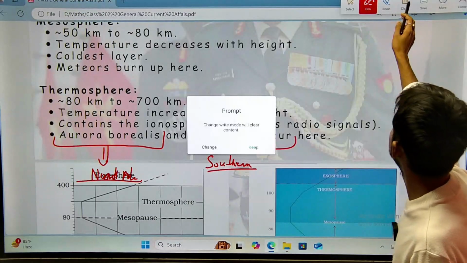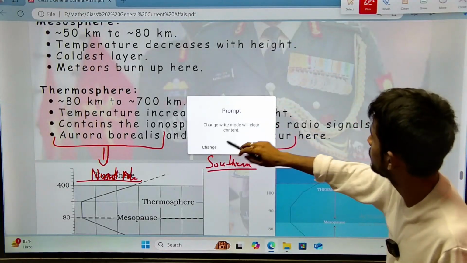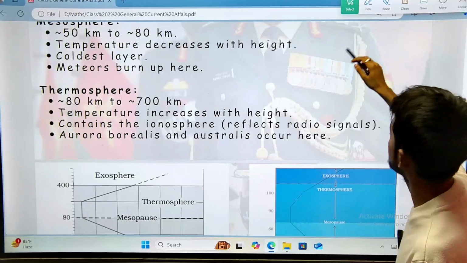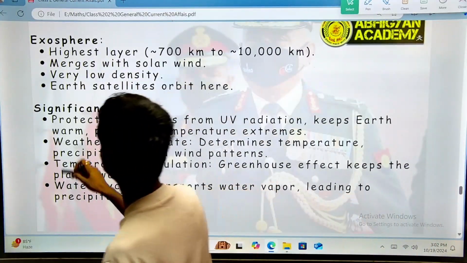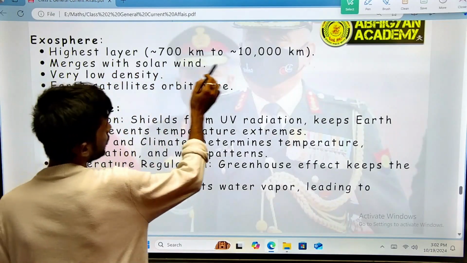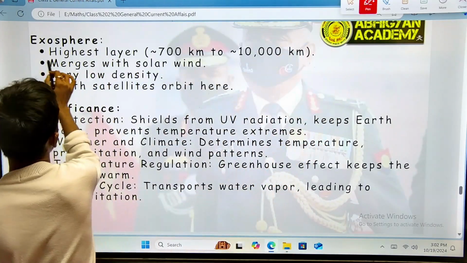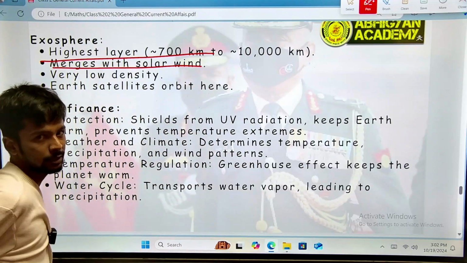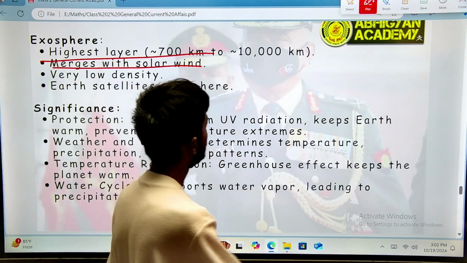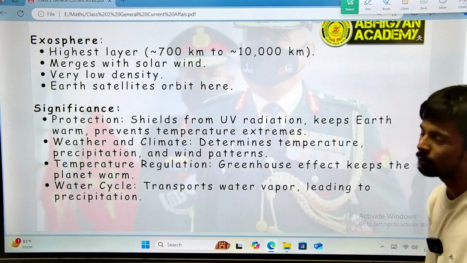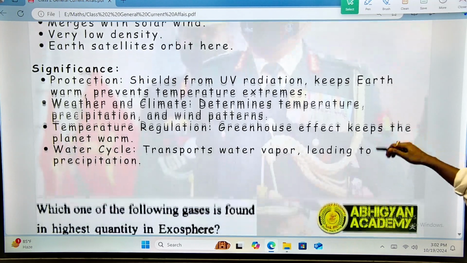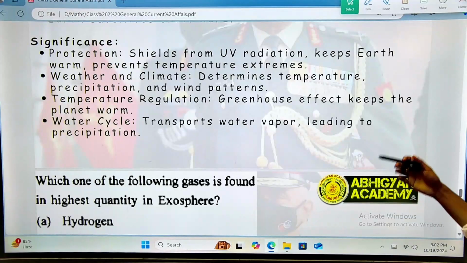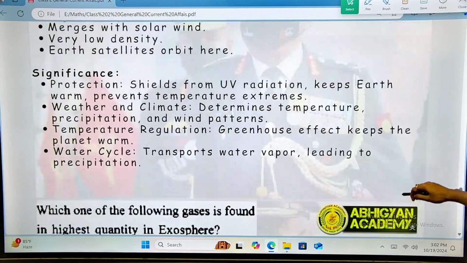This is all. We have discussed the very basic concept of Earth's atmospheric layers. Lastly, the last layer, which is not so important, is the exosphere. It is the highest layer, so we can call it the last layer, and from this the Earth's atmosphere merges with space. The significance of the ozone layer, we already know, is that it prevents the UV rays of the Sun from reaching the Earth. And different types of temperature regulation depend on the different layers of the Earth. So that is all about the concept.